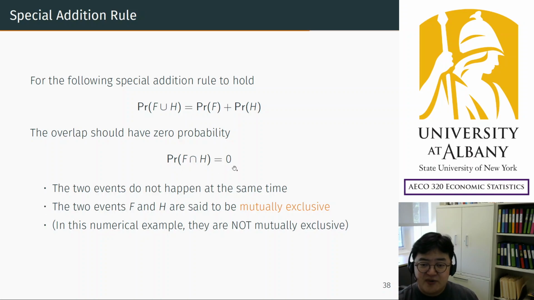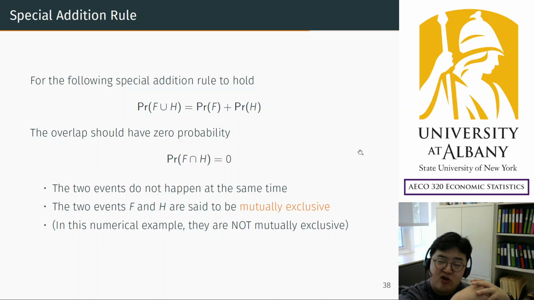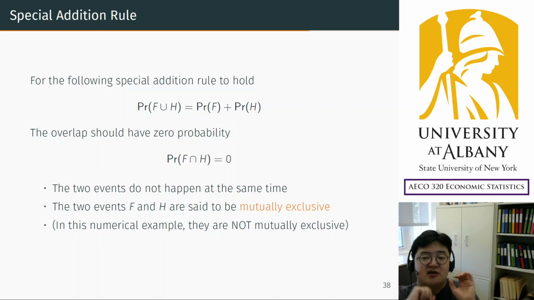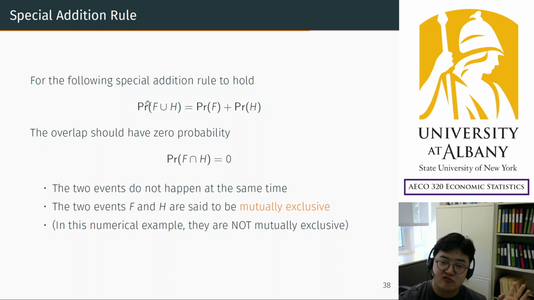In this case, this special condition is called mutually exclusive. So F and H are mutually exclusive. That means when F happens, H does not happen. We know that because we know they don't happen at the same time. So when you see F, then we can exclude H. The possibility of H can be easily excluded, and vice versa. In that sense, we say both events are mutually exclusive, and in that case, you can use the special rule, a simple rule like this.